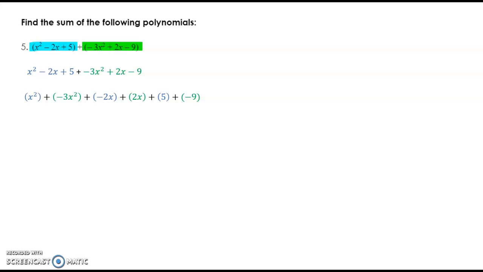So I can add those together. And so now when I add x squared and negative 3x squared and negative 2x plus 2x and 5 plus negative 9, I'm going to end up with negative 2x squared plus 0x minus 4. 0x just means that I don't have any x's, so we can just simplify this further to be negative 2x squared minus 4. So that is that one.